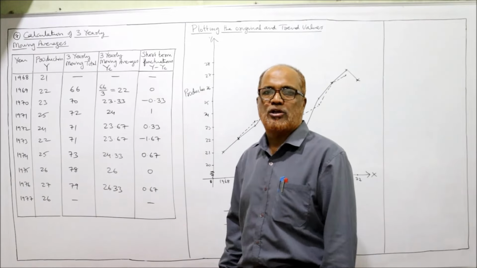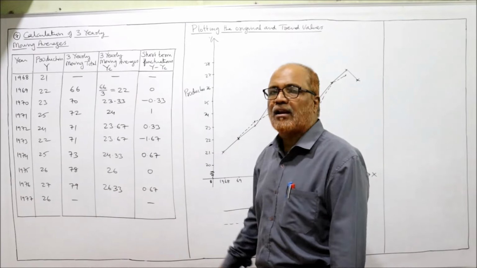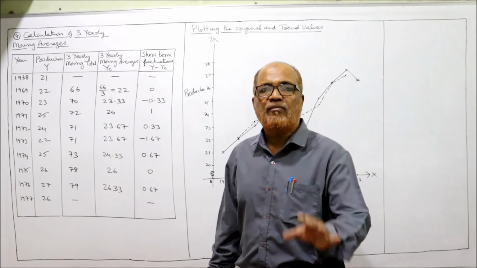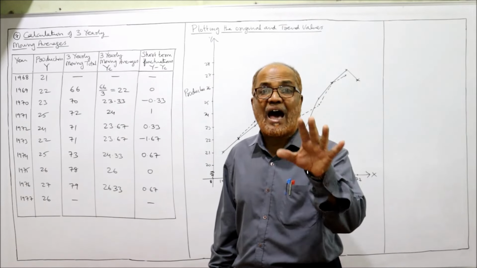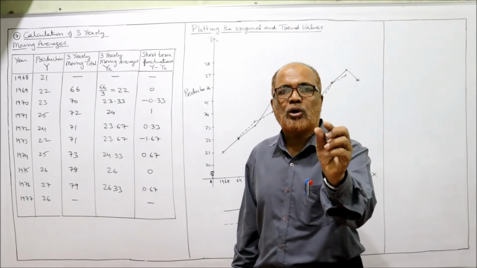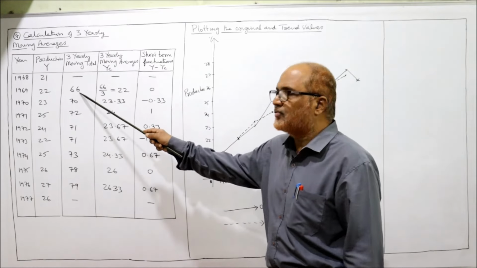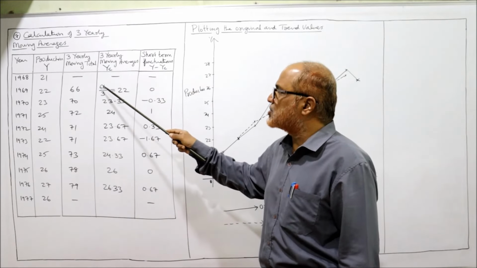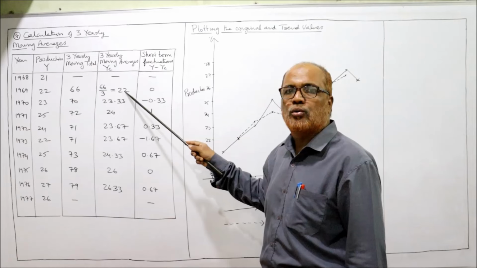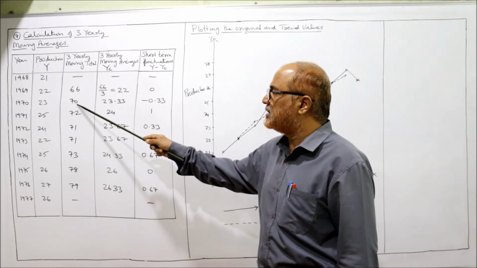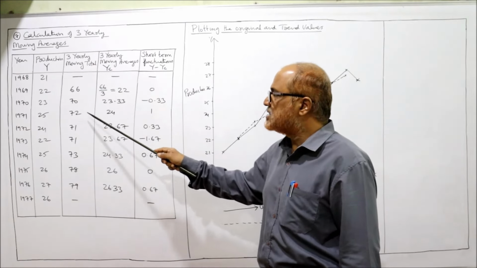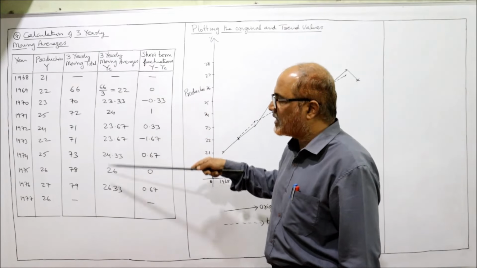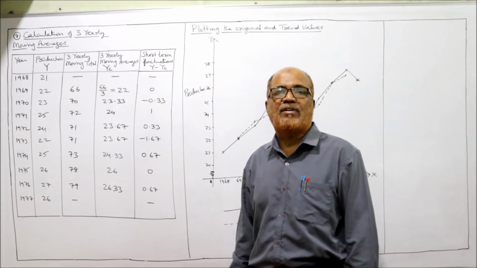moving average. So the totals we have calculated are 3 yearly moving totals. But we have to find the 3 yearly moving average. So divide the total by 3 because this is the total of 3 years. This 66 is the total of 3 years, so 66 divided by 3, you will get 22. 70 divided by 3, you will get 23.33. 72 divided by 3, you will get 24. Like this, we have calculated the 3 yearly moving averages.